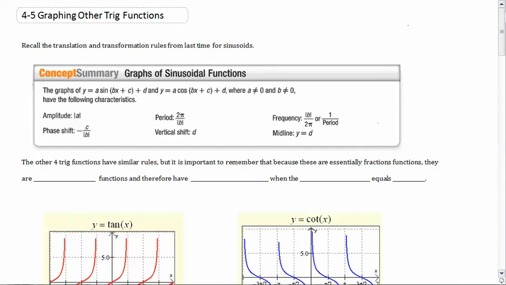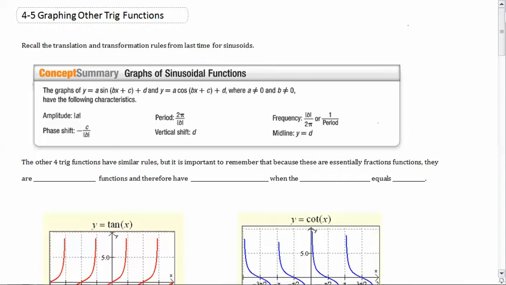And those rules were that the graphs of y equals a sine of the quantity bx plus c, plus d, or y equals a times cosine of the quantity bx plus c, plus d, where a is not 0 and b is not 0, obviously, so that we actually have a sine and a cosine, that the following is true: our amplitude is equal to the absolute value of a, and our period is equal to 2 pi, because that is our period of sine and cosine, over the magnitude of b.